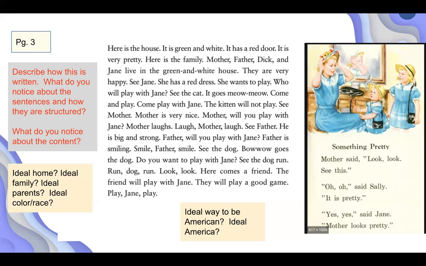Again, start thinking to yourself, why are the animals running away from Jane, the young girl in this book, that you see on the side here?